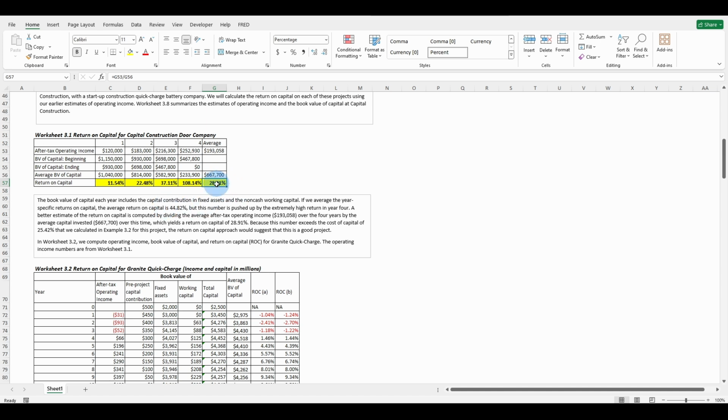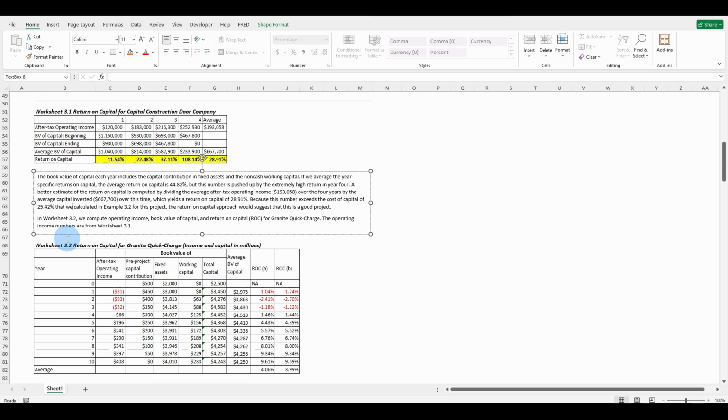Now, I don't know. That number, 108, 28, 55, could have been tied to a different project, but just shrug it off. But this number is pushed up by the extremely high return in year 4. A better estimate of the return on capital is computed by dividing the average after-tax operating income, 193 over the 4 years, by the average capital invested, 667. All right, so my number is correct. Over this timeline, this yields a return of 28.91, which exceeds the cost of capital of 25.42 that we calculated in example 3.2 for this project. The return on capital would suggest that this is a good project.